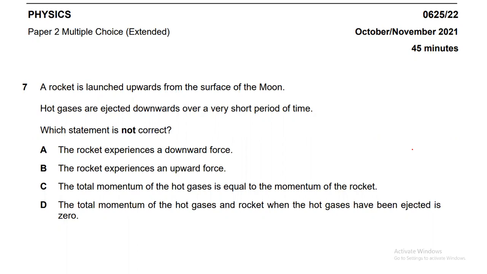A, the rocket experiences a downward force. The rocket will have weight, so that will be in the downward direction. So it is right. The rocket experiences an upward force. That is also right. The total momentum of the hot gases is equal to the total momentum of the rocket. The momentum of both these things is equal in magnitude, but their direction is opposite. The total momentum of the hot gases and the rocket when the hot gases have been ejected is 0. That is the true statement.